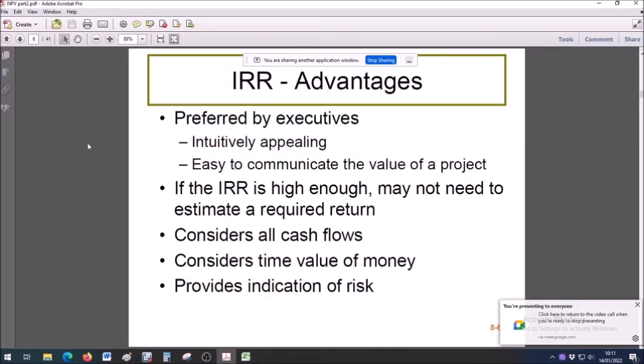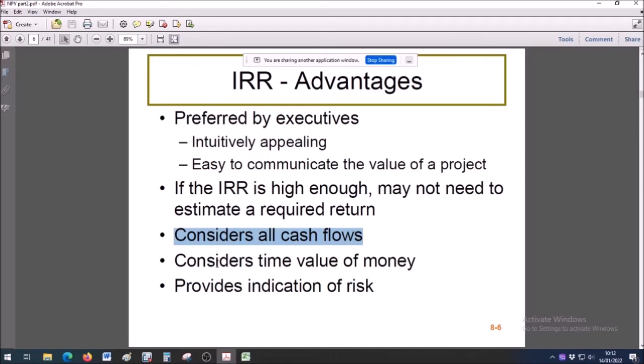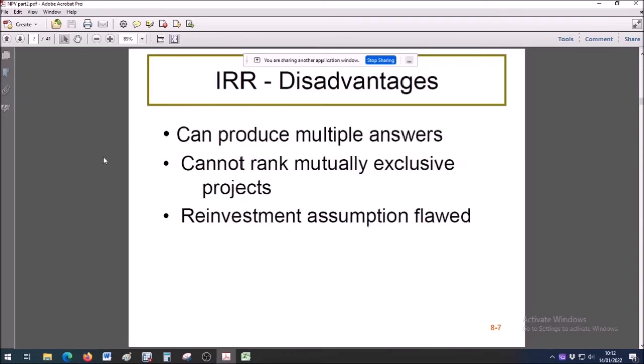The advantages: it's very easy to understand. It basically shows me the percentage profitability that I'm earning on this project, that's all. And the good thing is, yes, it does take into account all cash flows, it takes into account the time value of money, and does look at some level of risk through the required rate of return as well. Of course, there are some disadvantages. Sometimes ranking the projects is conflicting with NPV. The main disadvantage here is sometimes it just doesn't work. It produces multiple answers. So that brings us to the next subtopic.